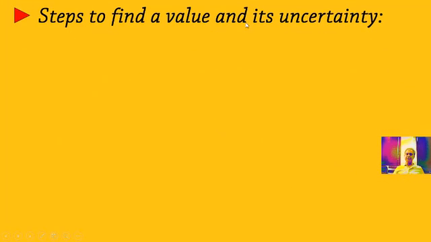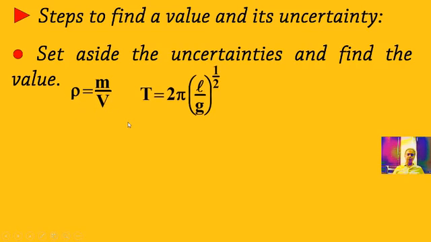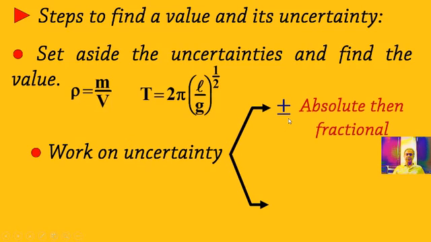Steps to find a value and its uncertainty. First, set aside the uncertainties and find the value. Go directly through the equation rho equals m over v, t equals 2 pi times square root of L over g, or any other complex calculation. Directly, please find the value. But the second step could be finding the uncertainty.